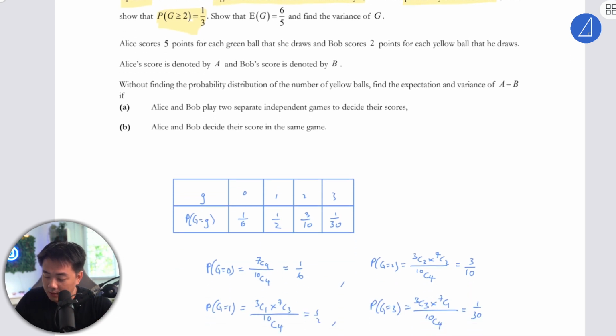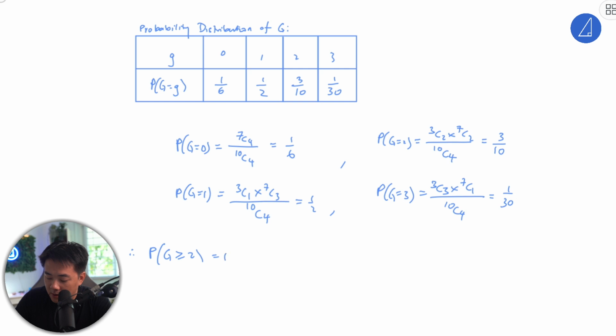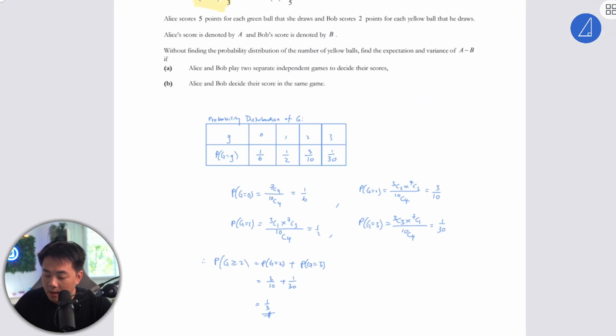This is the probability distribution of G. So P(G at least 2), we can just take P(G = 2) plus P(G = 3). So 3 over 10 plus 1 over 30 gives 1/3. Great. So let's look at the next one.